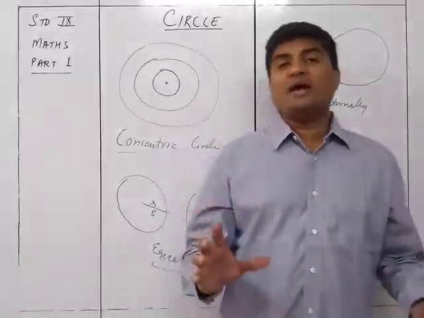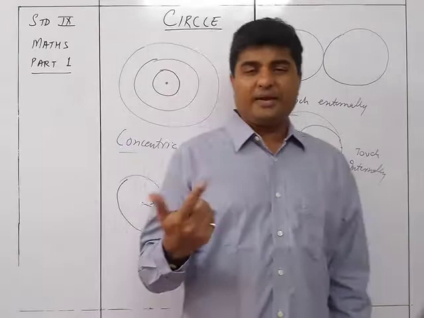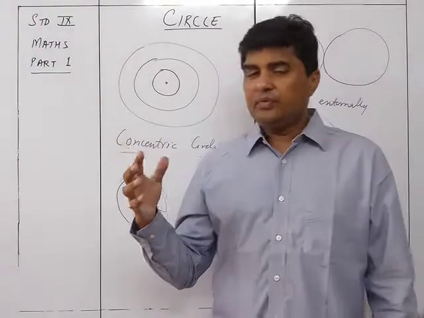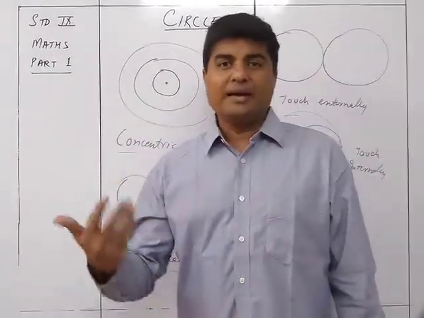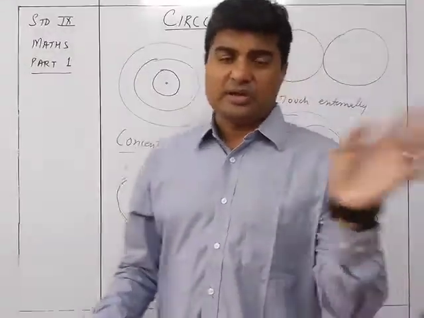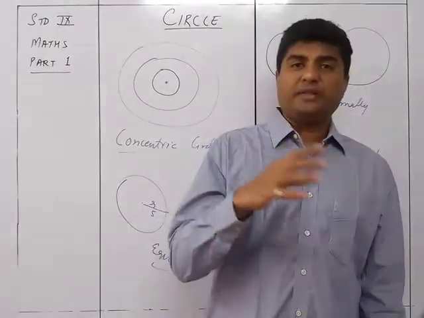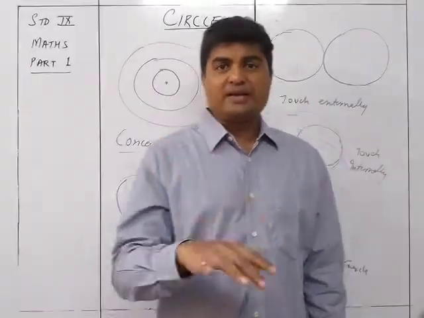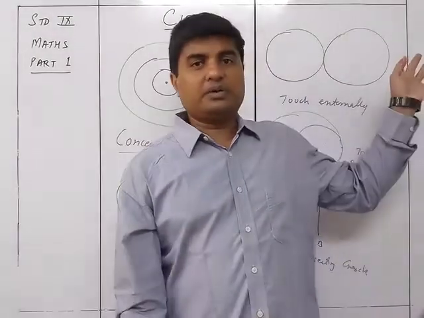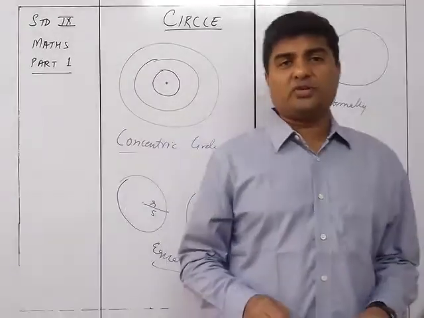So this was about the general properties of the circle. We saw in the circles, first the chord, then the diameter, which was the longest chord, the radius of course, and then the tangent, secant, then the minor arc, major arc, minor segment, major segment. Then in the angle properties, the angle subtended at the center and at the circumference, and that angle formed a sector: minor sector, major sector. Then the types of circles: concentric circles, equal circles, touching externally, touching internally, and intersecting circles. So these are the different properties of circles.